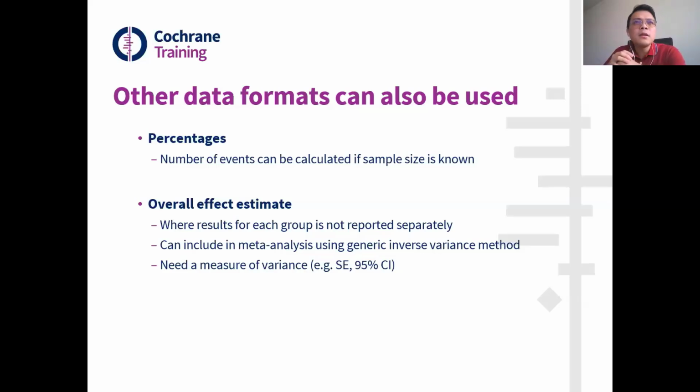Some studies do not report separate statistics for the intervention and control. They just report an overall effect estimate, like, for example, the risk ratio or the odds ratio. And we can still use this as long as they've been reported with a measure of variance, like the standard error and the 95% confidence interval. And we can still include these estimates in meta-analysis using generic inverse variance method, which will be covered in a later session.